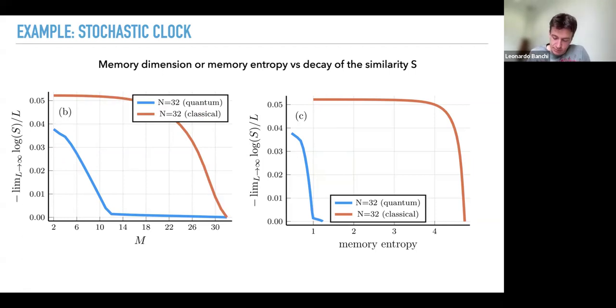Then I did the same plot, but something slightly different. Instead of plotting the rank, here I did the same in terms of the memory entropy. And again, you can also see the advantages of these two simulators in terms of accuracy versus memory, either if you quantify the memory by the dimension of the tensors or by the entropy.